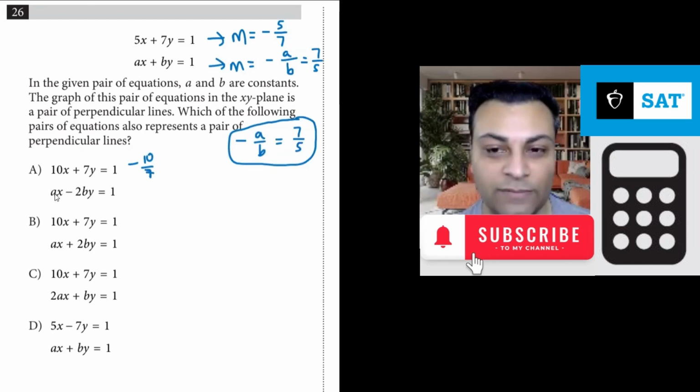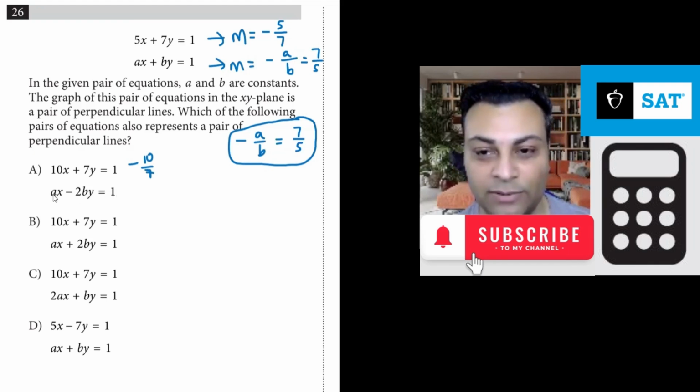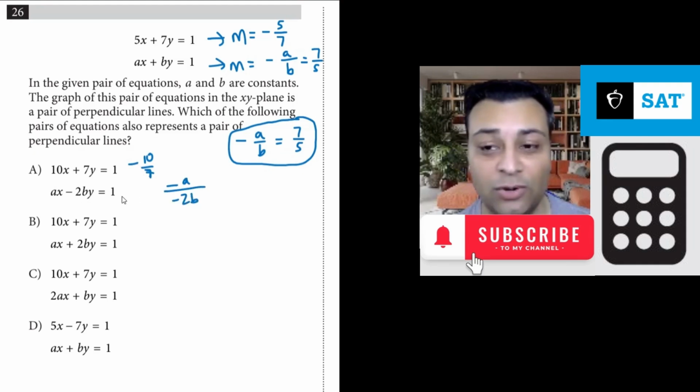This one, if you subtract, you would get negative a over negative 2b. I'll show you the math, but basically I'm going to subtract this and get negative a over negative 2b. Of course, this will simplify to a over 2b because the negatives will cancel. But how exactly is that coming about?